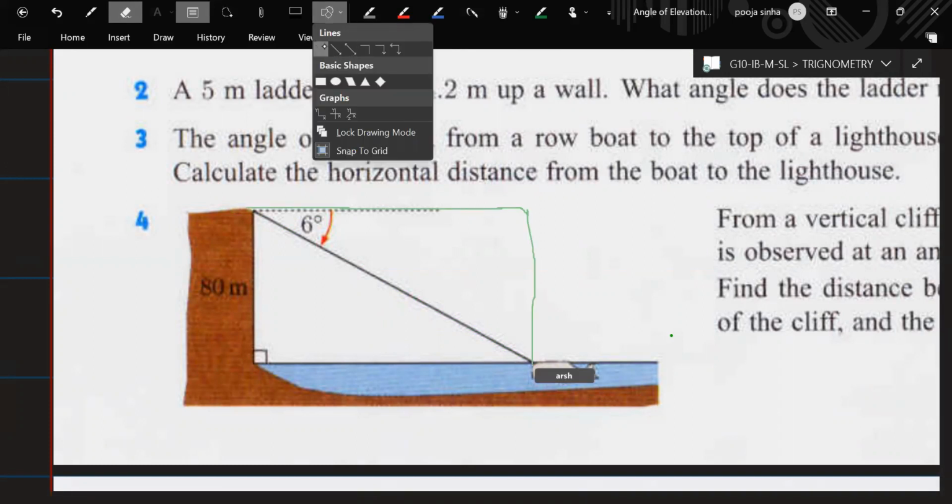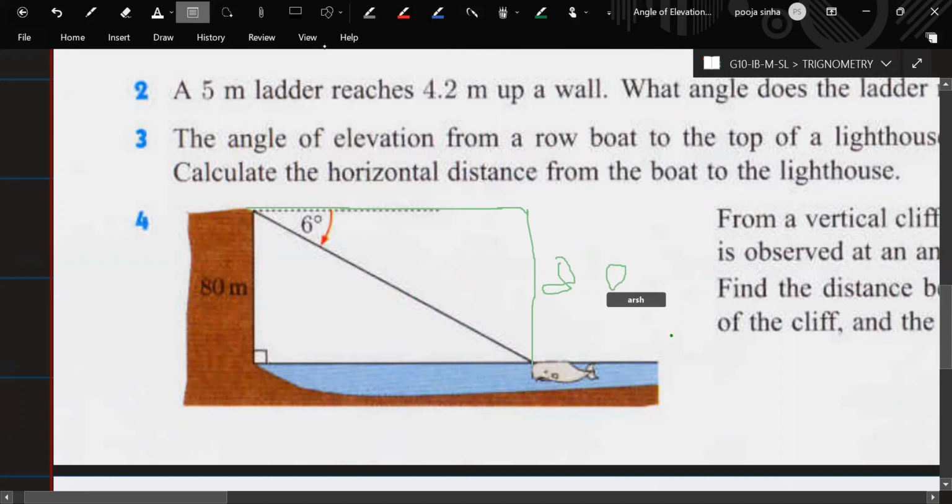But I have 80, and here we can use again tan 6 equals 80 upon a. Okay, that's also correct. No problem in that. Absolutely correct. But sometimes the figure becomes so complicated that you want to actually bring it down to the base. So this fact I also told you.